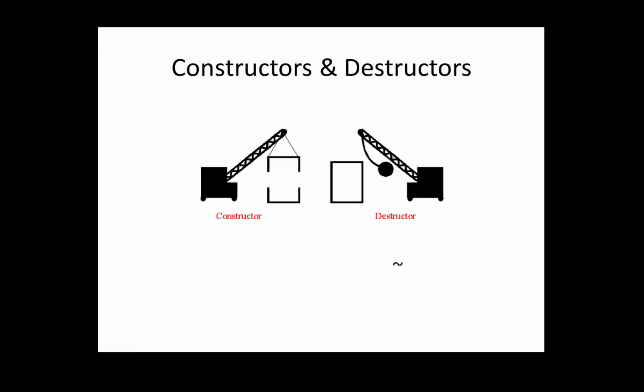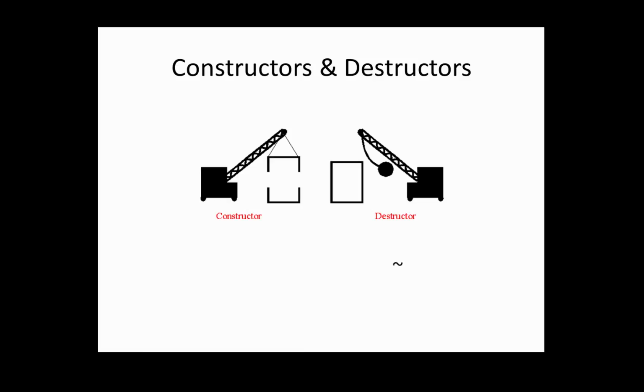And for the syntax, the only difference is the tilde in front of the function name. Okay? So to summarize, constructor and destructor must have the same name as the class and not return anything. The only difference is that the destructor needs a tilde sign in front of the destructor function name.